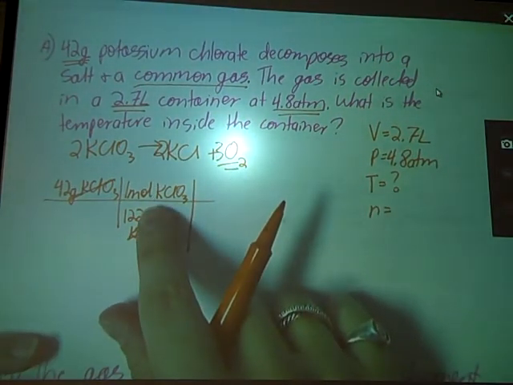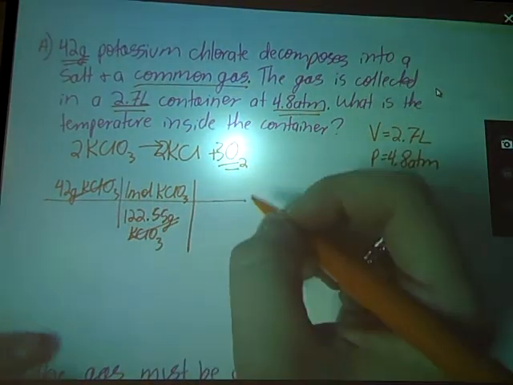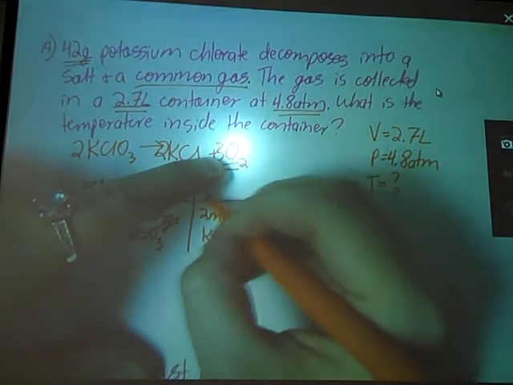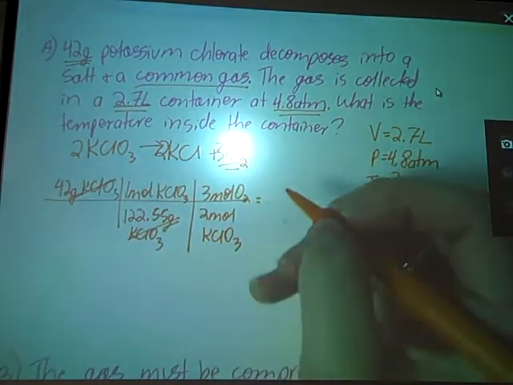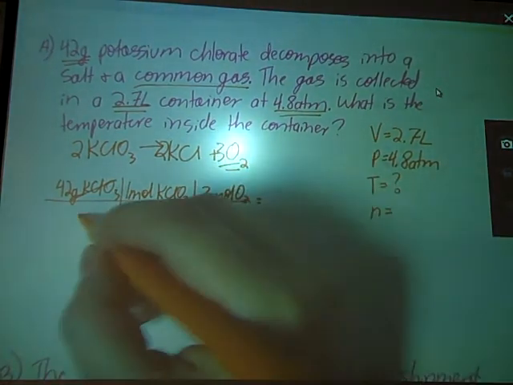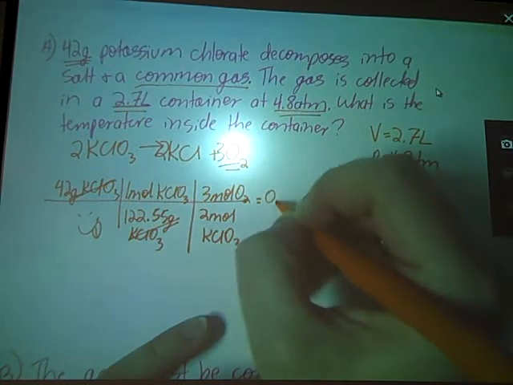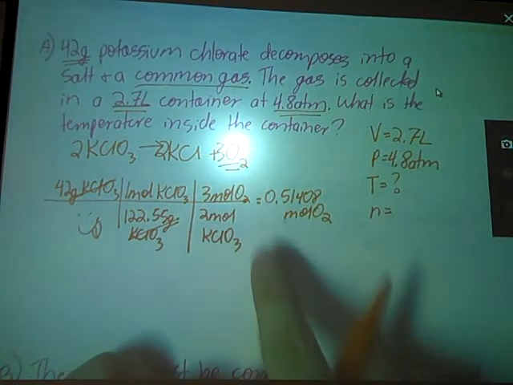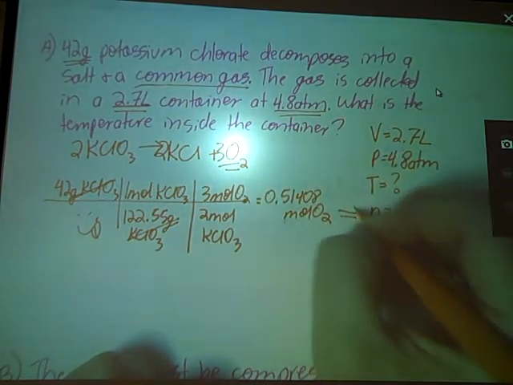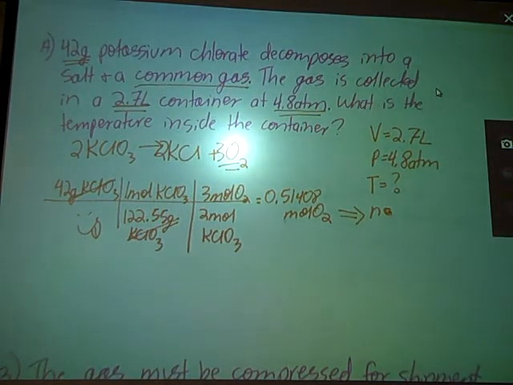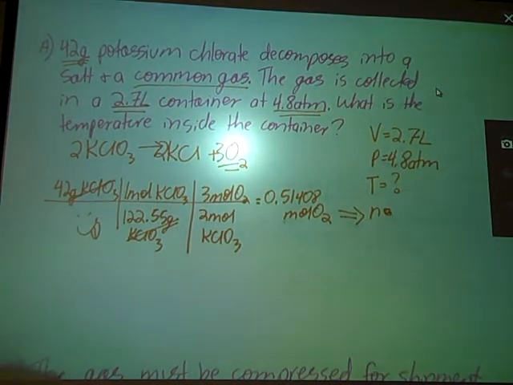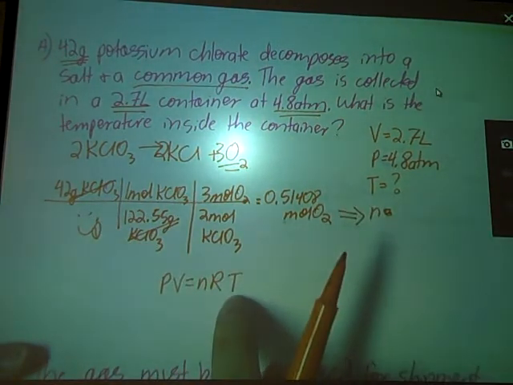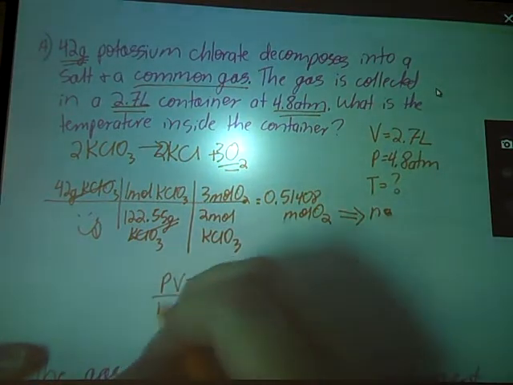So I have to use my mole ratio from my balanced equation to convert. So 2 moles potassium chlorate per 3 moles of O2. Multiply all the way across the top, divided by all the way across the bottom, and we get 2 moles. So this is my n. Now that I have my n, we can start talking PVnRT. I'm looking for T, so I gotta get T by himself here. So we gotta divide away the n and the R.